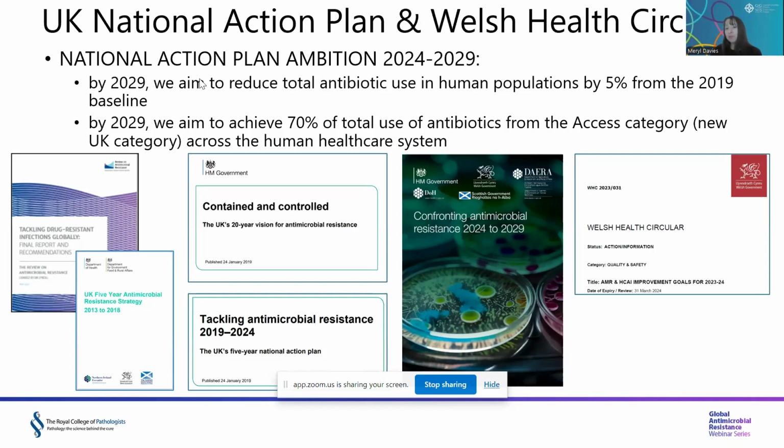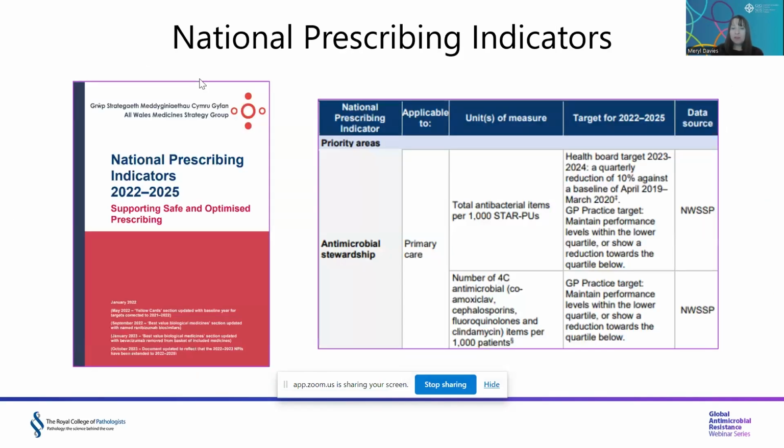And within Wales, we have the Welsh Health Circulars, which are very much aligned to the new UK National Action Plan, but also provide specific interventions for primary care within Wales from the perspective of antimicrobial stewardship. Within Wales and other countries as well, there are various different indicators specific for primary care.